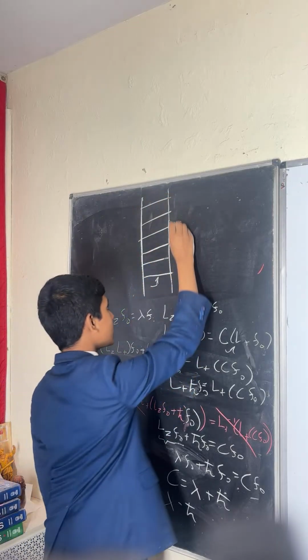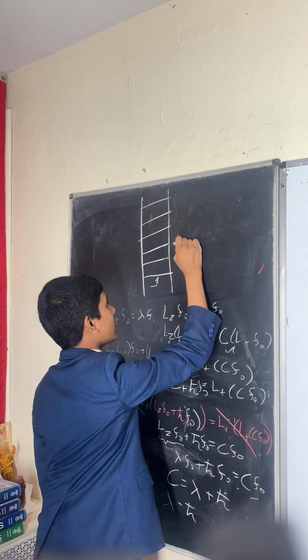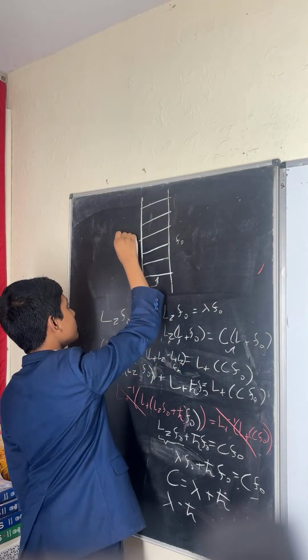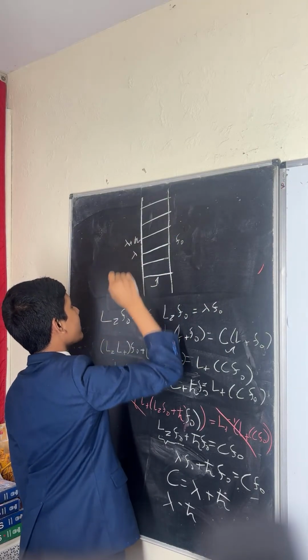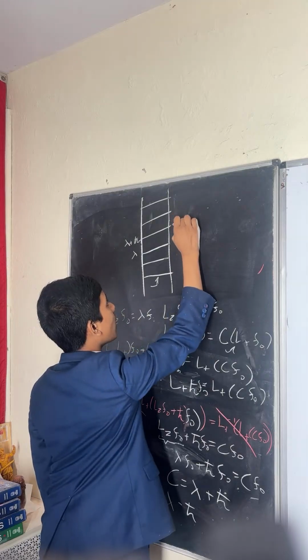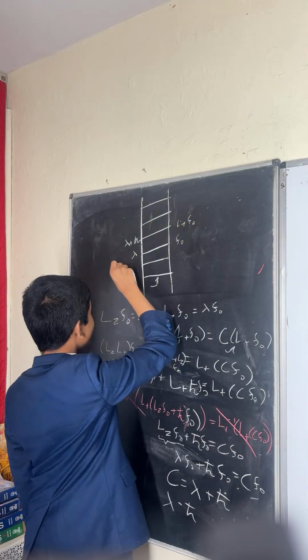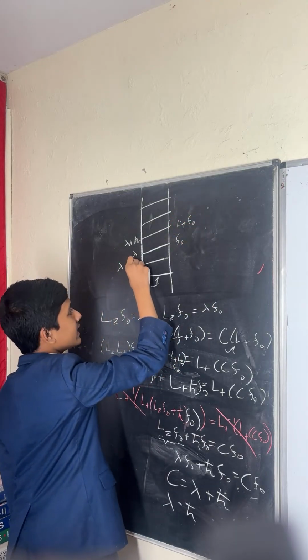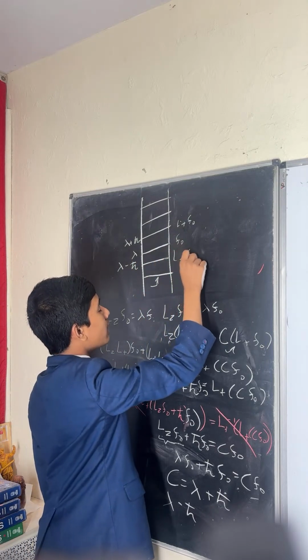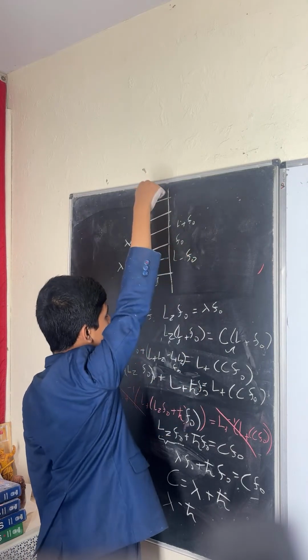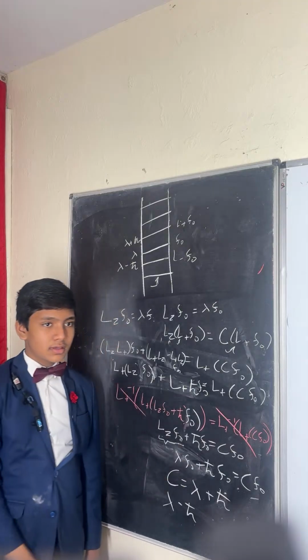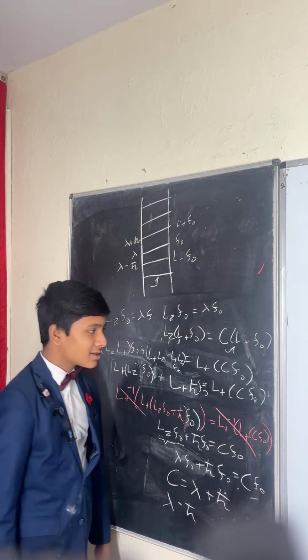Now, we start at F naught and lambda. We go up the ladder by adding h bar and multiplying by L plus. We go down the ladder by subtracting h bar and multiplying by L minus. And you can keep going up and you can keep going down. It's as simple as that, folks.